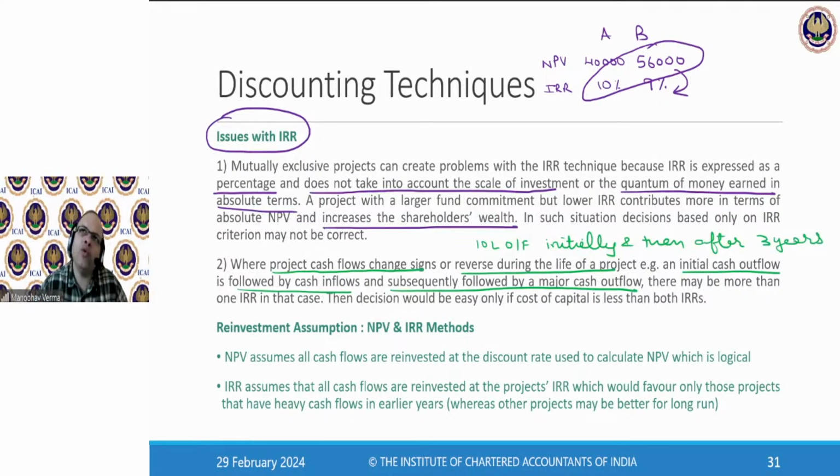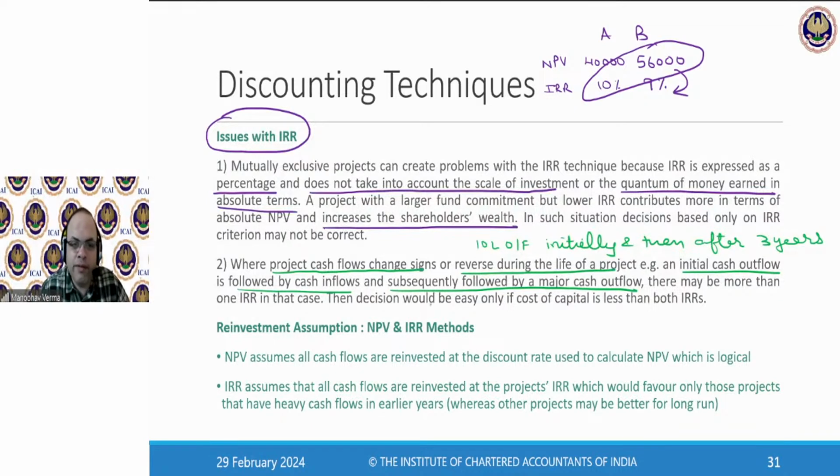So in that case, when you're calculating the IRR, mind you, we're talking about the calculation, the rate at which the NPV is zero, we have to calculate the initial investment only. Hence, we are only considering the first outflow, and then we are calculating the second stream of outflow with respect to subsequent returns. So we may have multiple IRRs then.